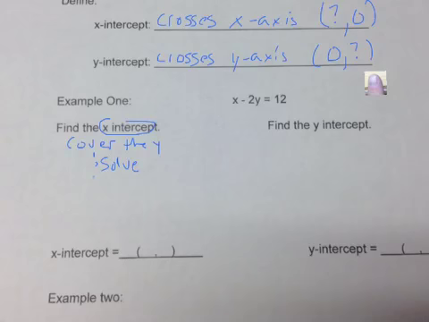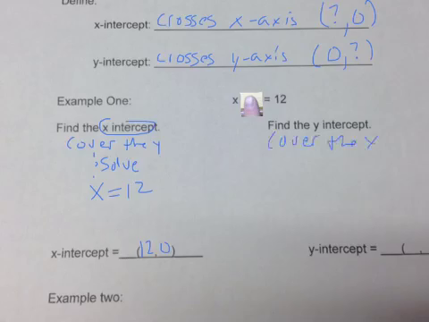So if I want to find the x, I'm going to cover the y, and then we just read what this says, x equals 12. So the x-intercept is 12. So this is 12, comma 0. Okay, can't get any easier than that. And we want to find the y-intercept. We cover the x and solve. Okay, so that looks like this.